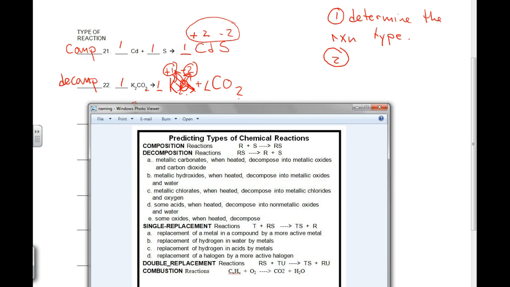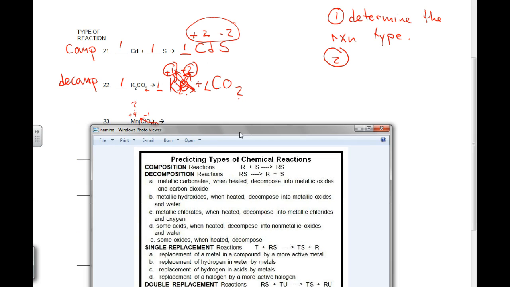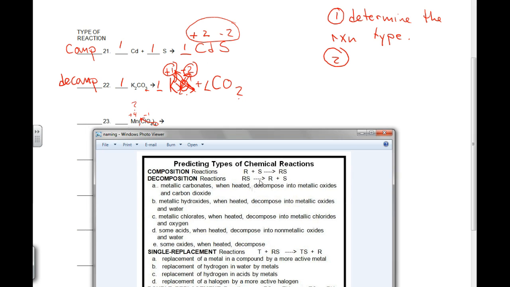Alright, I'm going to look at my rules real quick. It says that this is a decomposition. It's one thing breaking apart. This is manganese 4 perchlorate, so it's a metallic chlorate, letter C. When they're heated, they decompose into metallic chlorides.